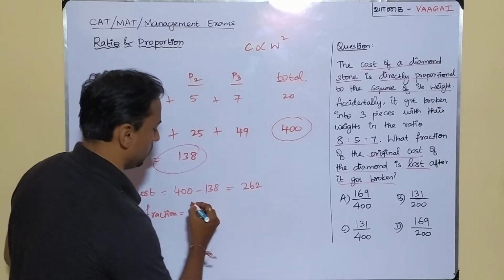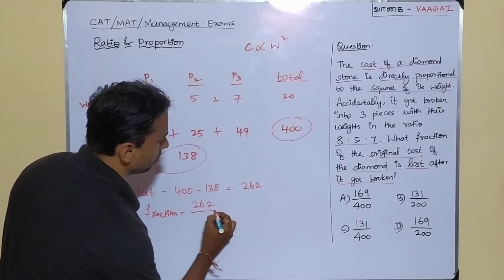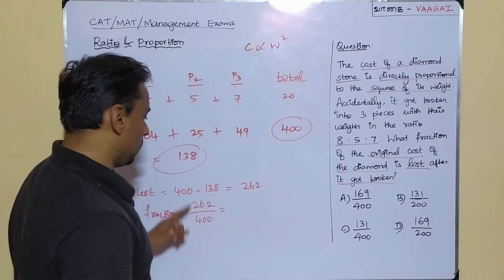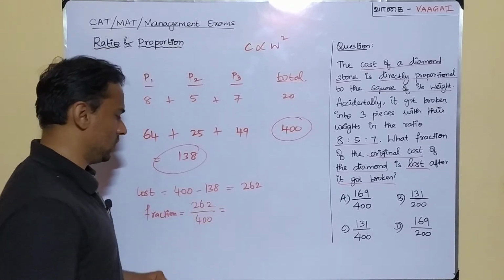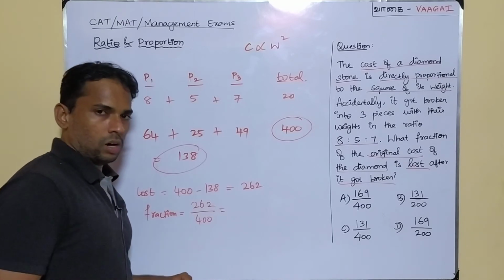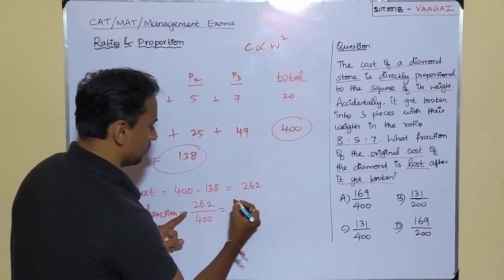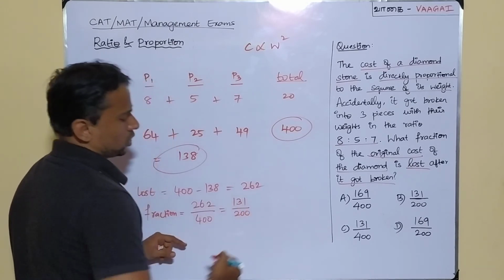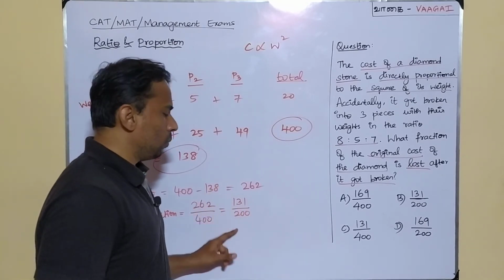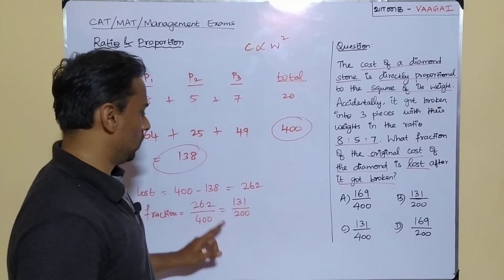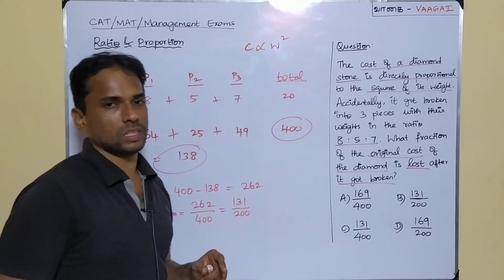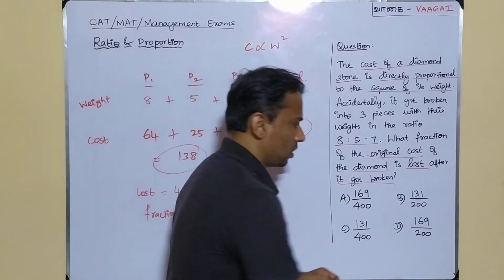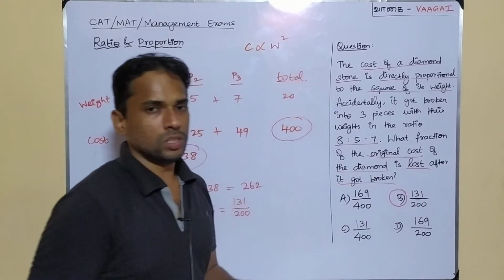So in that case our answer will be nothing but 262 divided by the original cost, which is 400. This is going to be the answer, and I think we can simplify this easily. We can cut this by 2, right? Once we cut by 2, we'll have 131 divided by 200. So 131 by 200 is going to be the answer for this particular question, and our answer is available at option B. Option B, 131 by 200. We got the same answer here.